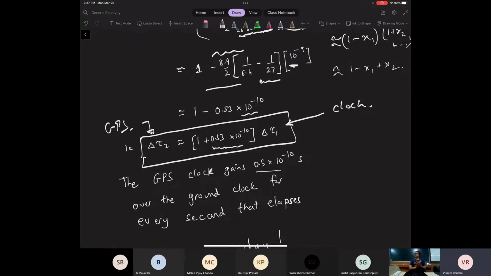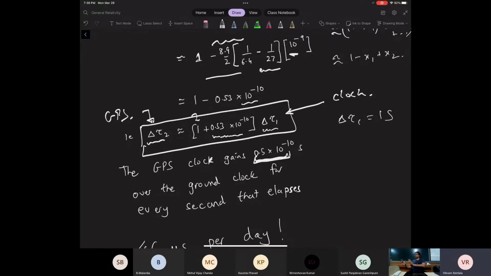So what does this mean? Let's suppose delta tau 1 has ticked 1 second, so your clock on the Earth has ticked 1 second. The clock on the GPS has also approximately ticked 1 second, except it's actually gained a little bit extra time compared to your clock. It has gained an extra amount of 0.5 into 10 to the minus 10 seconds compared to the ground clock. So after 1 second has elapsed on your clock, approximately 1 second has elapsed on the GPS clock, plus this extra part, which is so tiny, 0.53 into 10 to the minus 10, you might think it wouldn't matter at all.